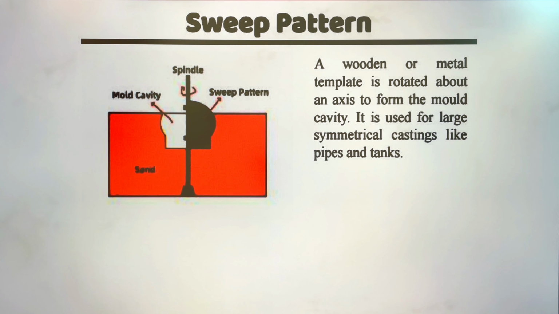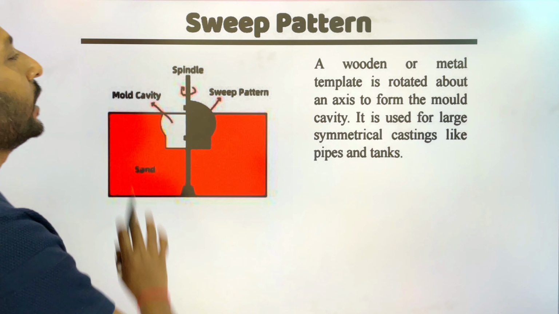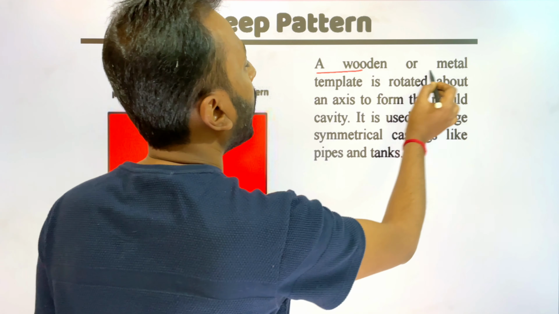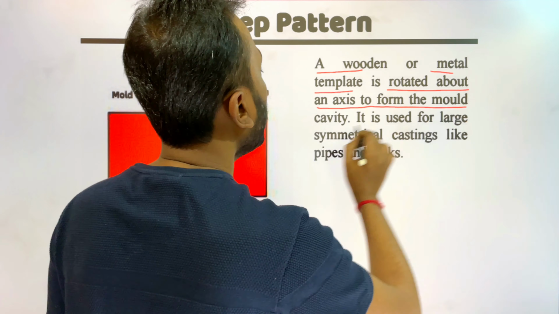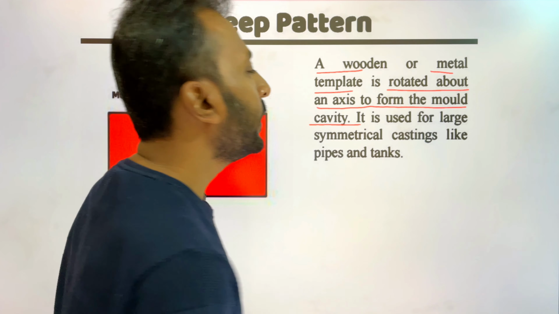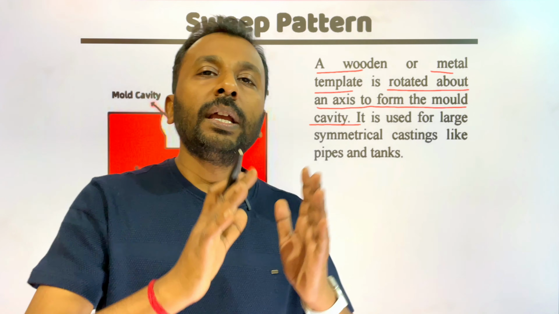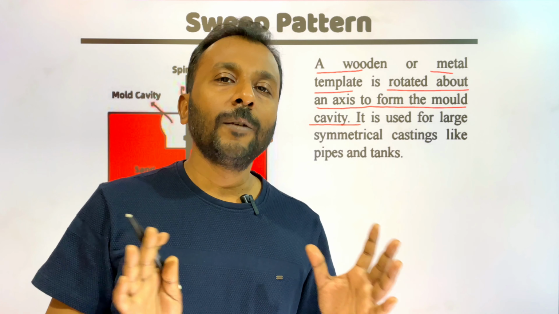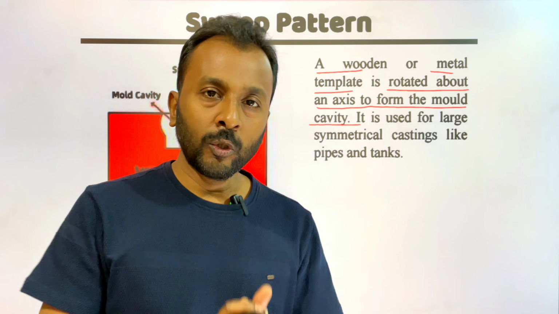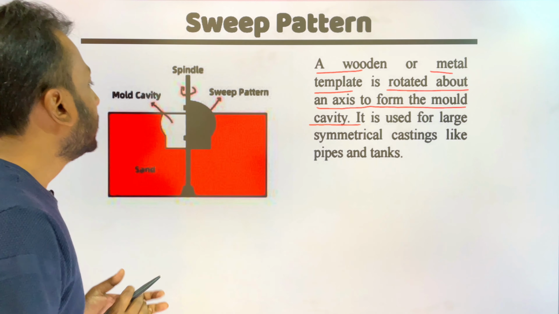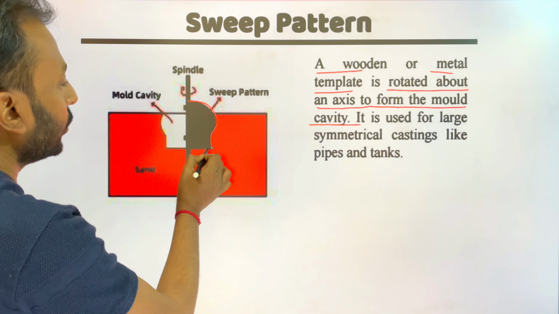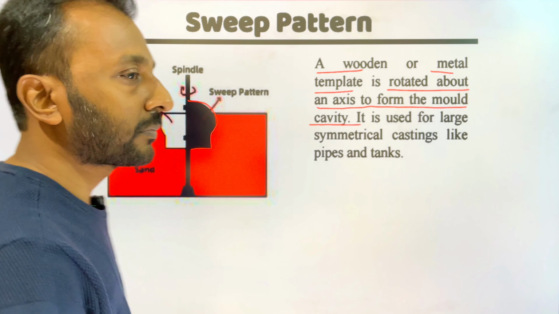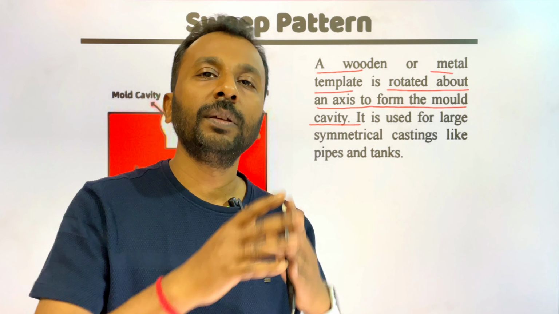Next is the sweep pattern. This is the figure of a sweep pattern. A wooden or metal template is rotated about an axis to form the mold cavity. When we are creating a very large casting, we use a sweep pattern. A sweep pattern is very simple. This is a board, cardboard, or it can be a metal board. Simply, it is one shape of the board.